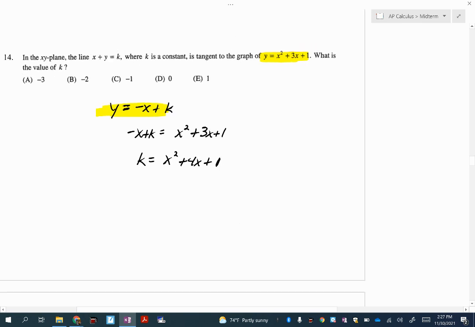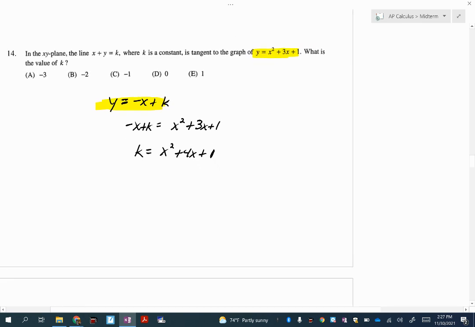But the other thing I know is that if I take the derivative, d/dx of my parabola, that's equal to 2x plus 3. And if I were to plug in the point value for x that's going to make this true, then I would get the slope of my tangent line. Well, what is the slope of my tangent line? The slope of the tangent line is equal to negative 1.